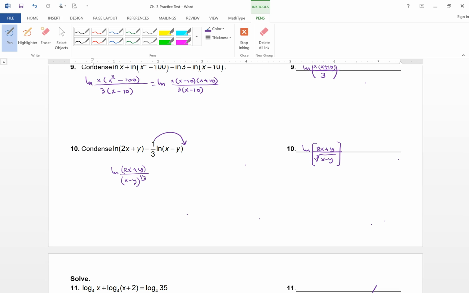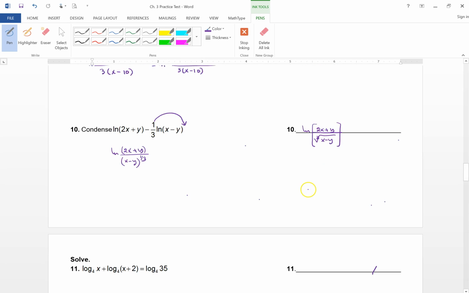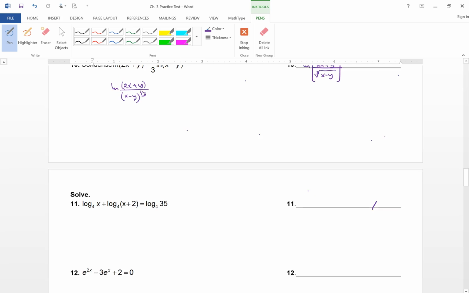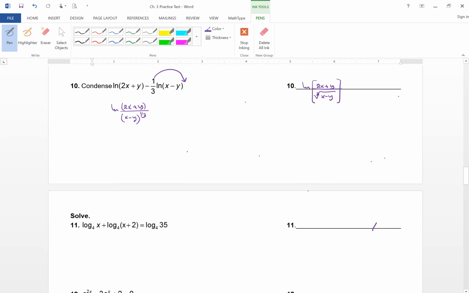You don't have to, it just makes it look cleaner, I guess. Right, that's fine. We answer it the first way you put it. Yes, you have to write it as a cube root. Here we have some equations.